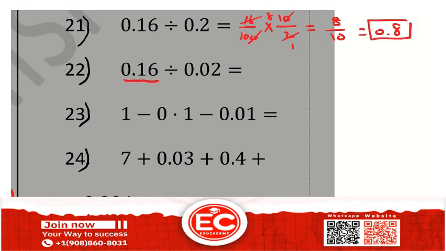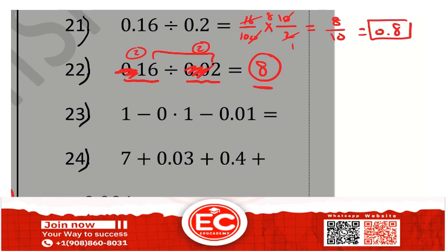If you have two decimal places divided by two decimal places, it means that the answer has no decimal places. So 16 divided by 2 is 8. If you have two decimal places divided by two decimal places, it means that you ignore the decimal. It's 16 divided by 2.